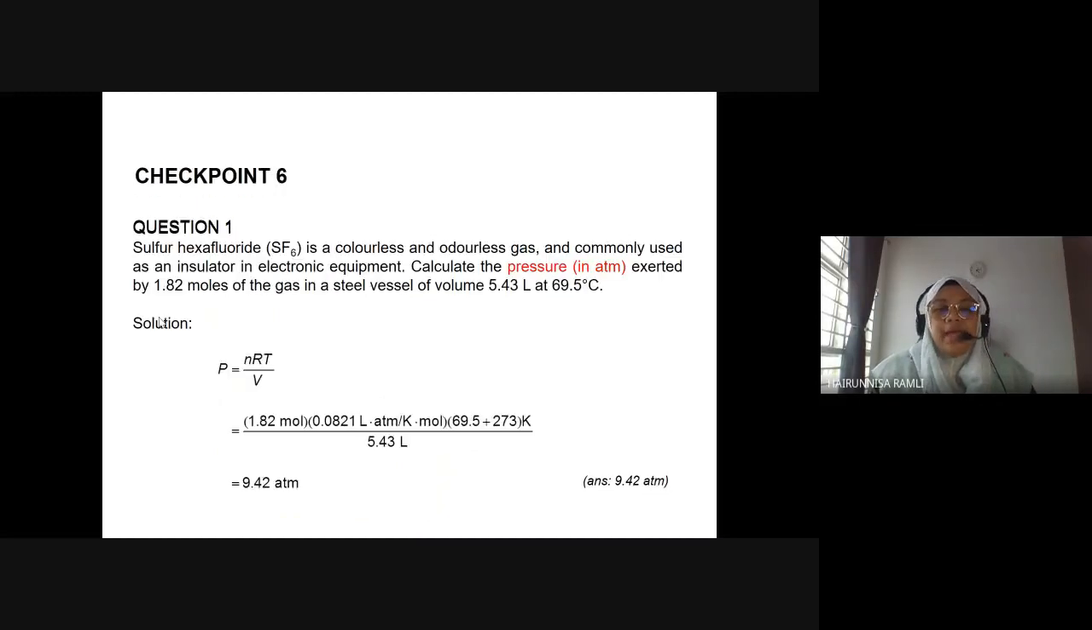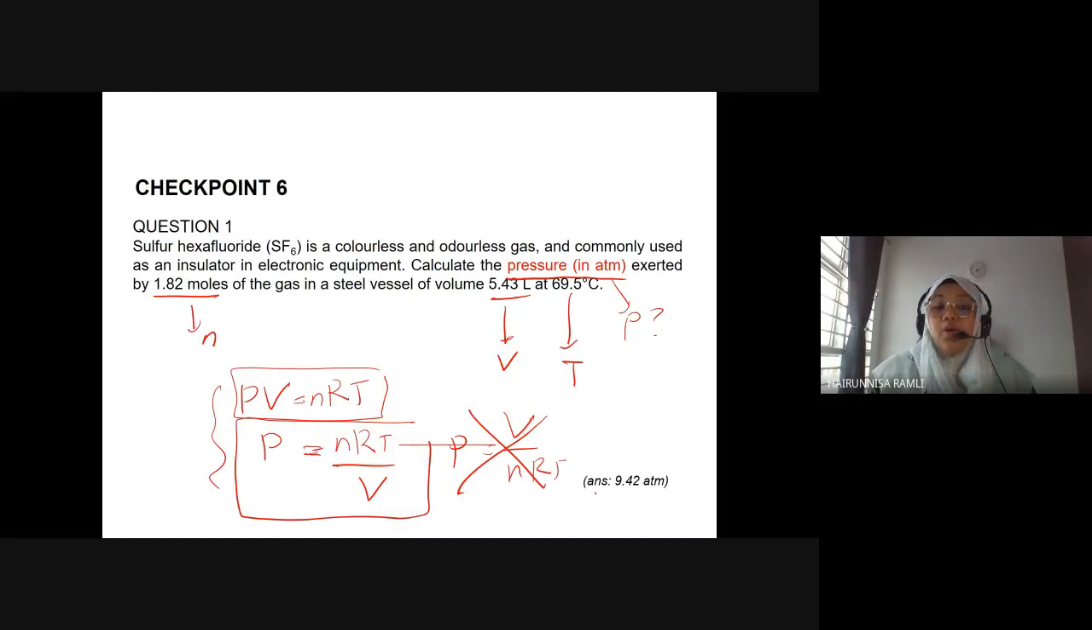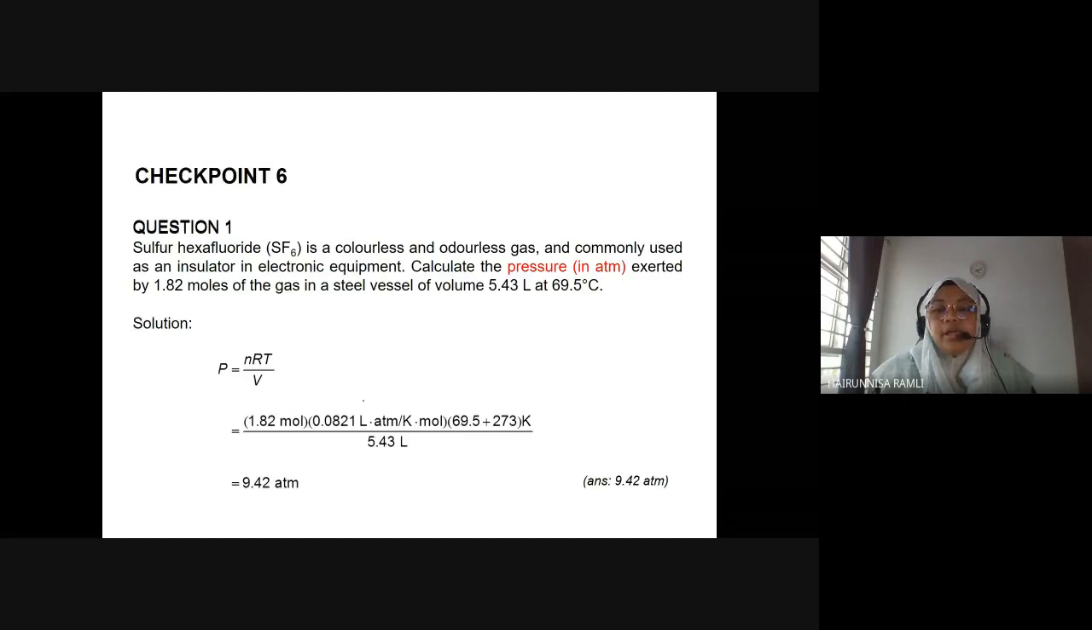Okay, sorry. NRT over V, so ni jawapan dia kan. So just masukkanlah yang ni, lebih straightforward. Just that this temperature you must convert to Kelvin. Okay, sebab kalau tak convert, salah jawapan dia. Sebab you punya R value ada Kelvin kat sini supaya boleh cancel unit. Okay, take note lah kat situ.